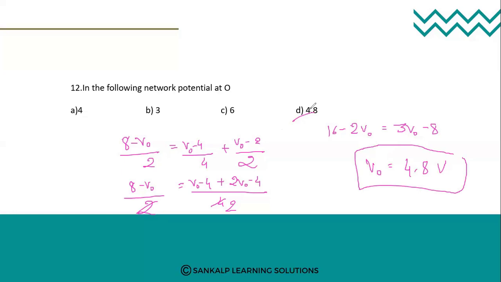So 16 plus 8 will be 24. 24 upon 5. It will be 4.8. Check. Correct or no?